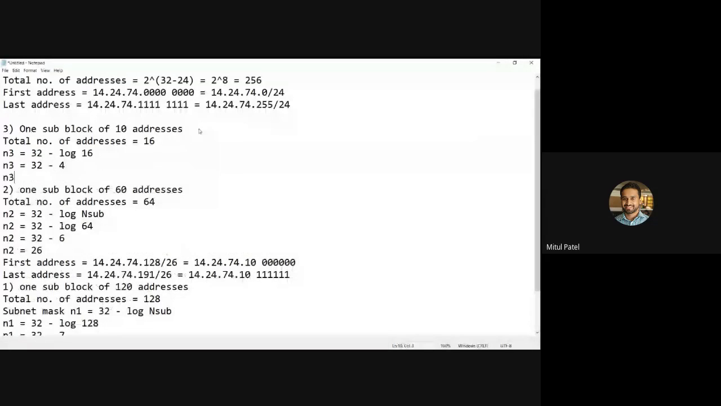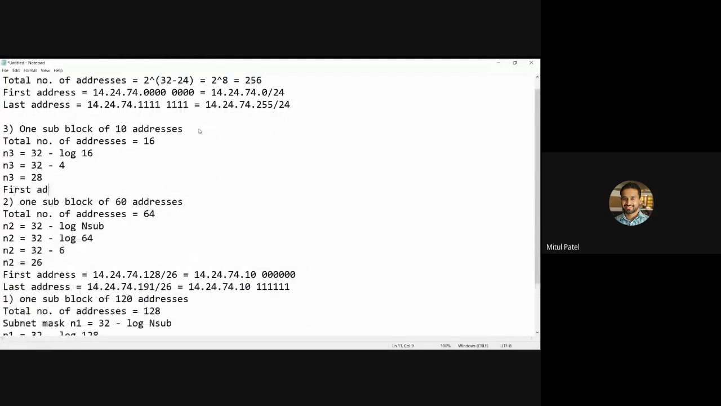The subnet mask for this block is 28. The first address can be found by setting the rightmost 4 bits to 0. So our address is completed at 192.